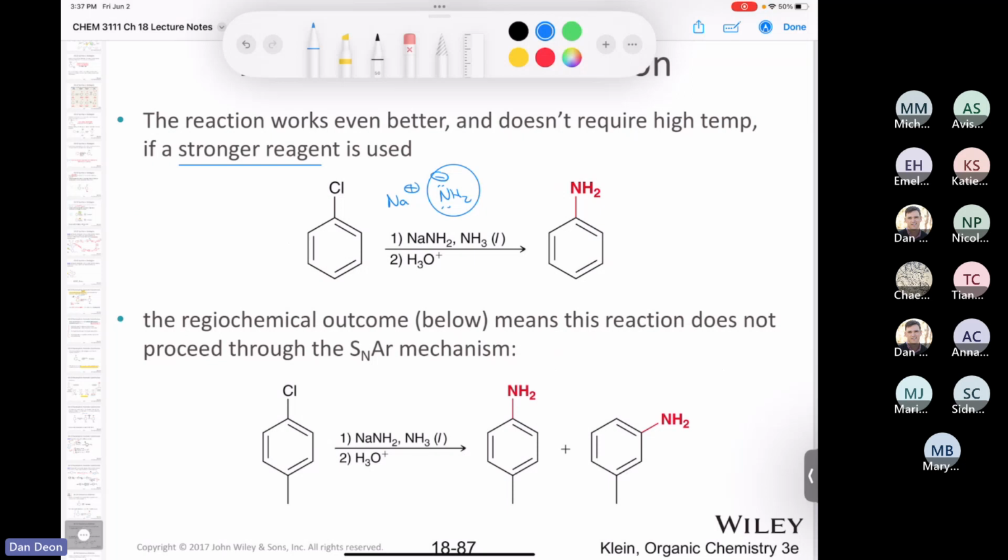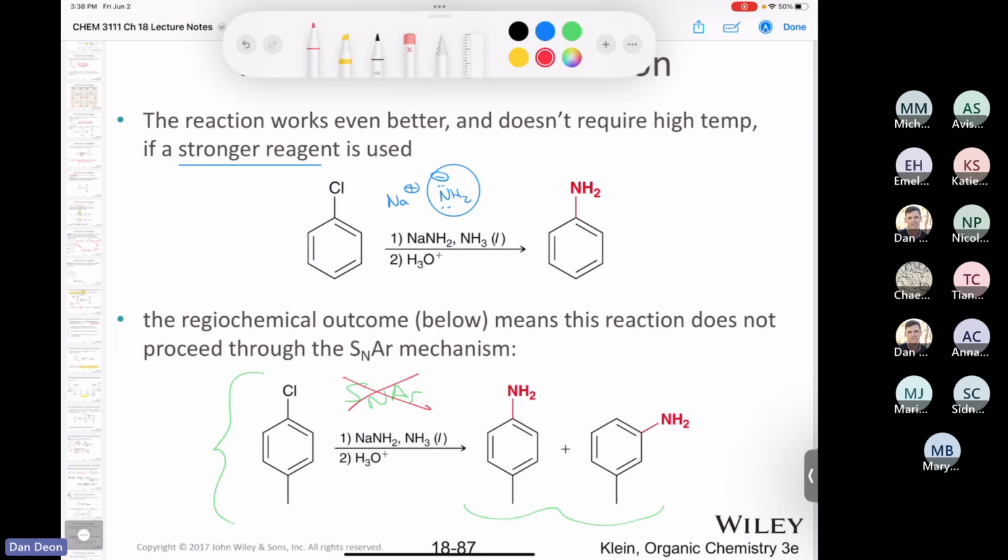It says the regiochemical outcome below means that this reaction doesn't proceed through an SNAr. So look, to prove it even further that it wasn't an SNAr, they came up with this clever idea. They said, well, let's take parachlorotoluene, this molecule, and let's try these conditions. And they got a pair of regioisomers, right? They got para methyl aniline, and then they got meta methyl aniline. So they got two products. And so that means it is definitely not an SNAr reaction.